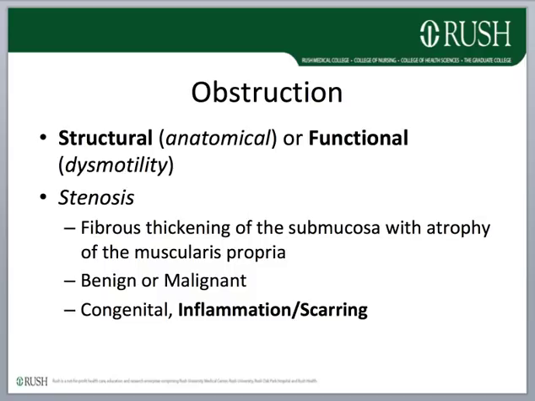One cause of obstruction is called stenosis. This is usually due to fibrous thickening of the submucosa, accompanied by atrophy of the muscularis propria. It can either be benign or malignant, and while it can be congenital in cause, most of the causes of obstruction are due to inflammation or scarring. Most times this is due to chronic gastroesophageal reflux, or GERD, which I'll talk about a little bit later. But it can also be due to irradiation or some kind of caustic or chemical injury.